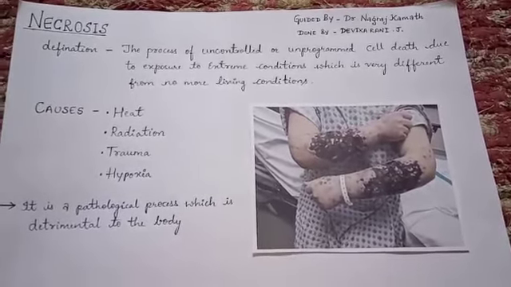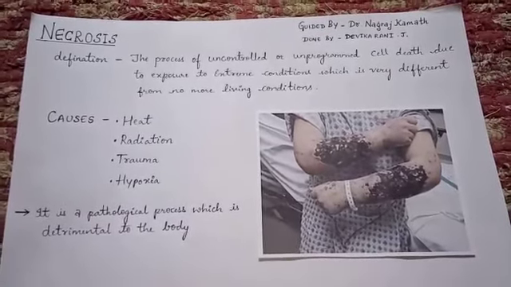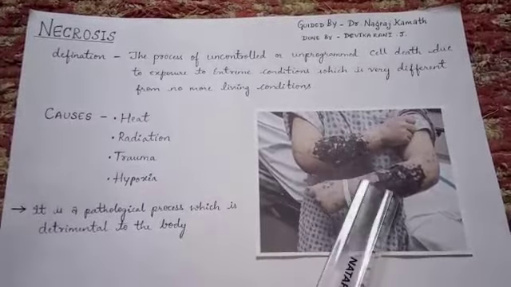The pathophysiology of necrosis is that there is a cutoff of blood and nerve supply and there is blackish discoloration of the affected area.